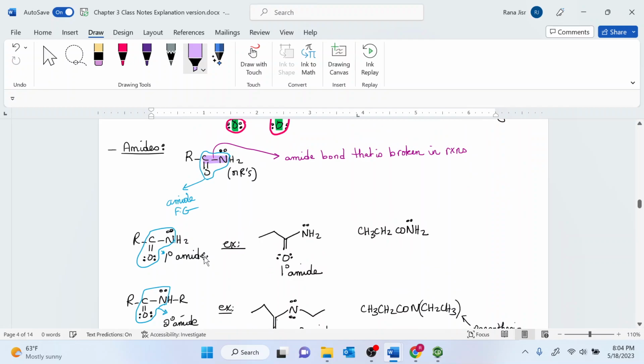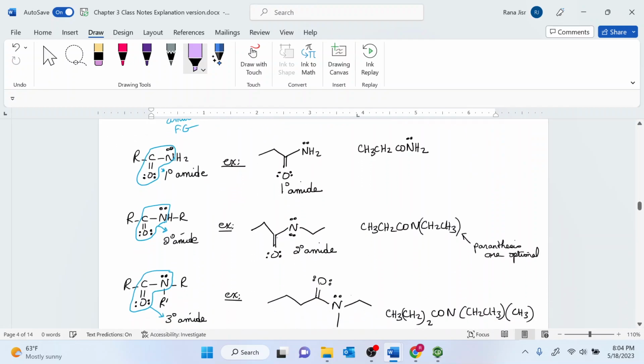We have different types of amides. We have a primary, a secondary, and a tertiary amide. With the primary amide, your amide group is connected to a carbon. The nitrogen over here is connected to one carbon, and this bond is the amide bond. Because on the other side it's connected to no carbons, it's two hydrogens here, we're going to call this a primary amide. A primary amide ends in NH2, but next to the nitrogen you immediately have a carbonyl.